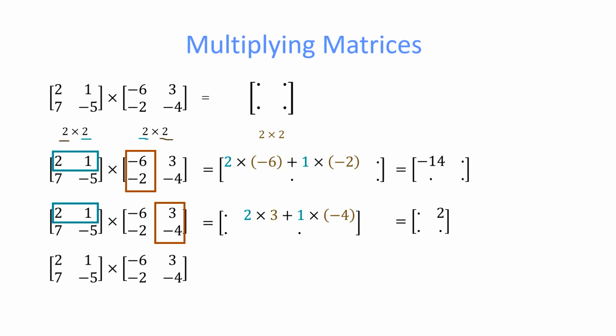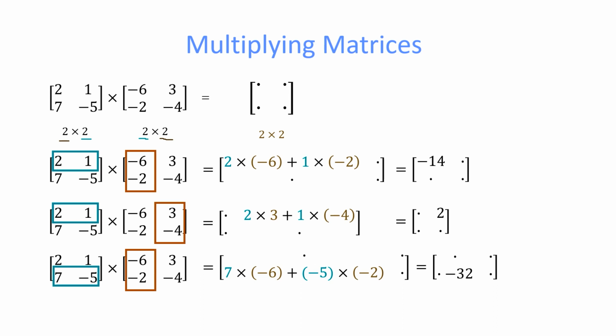Next number: we have used the first row with both columns of the second matrix, so now we move to the second row. We take 7 and minus 5, and go again with the first column and second column. We start with the first column, and we have 7 times minus 6 plus minus 5 times minus 2, which gives us minus 32. Next, we do the last spot, the 2,2 spot, which is over here.